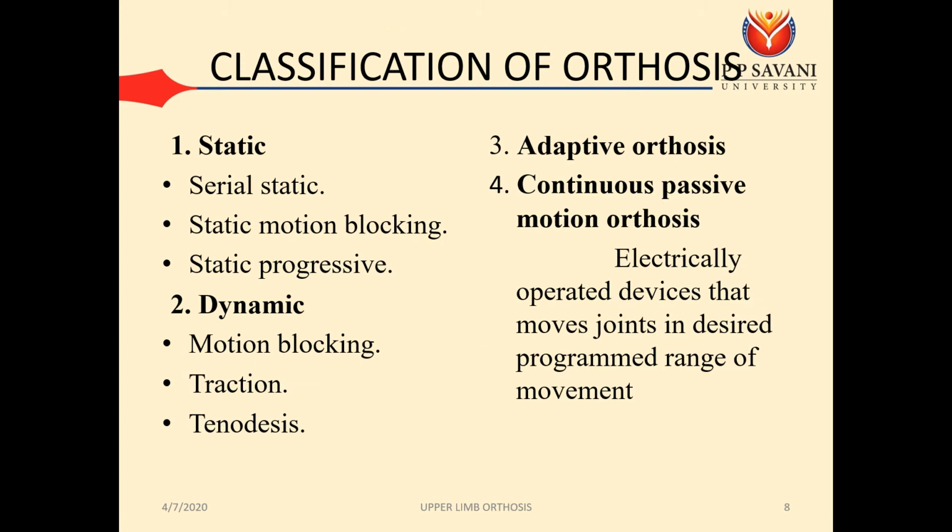Classification, moving forward on classification. So classification will be static, dynamic, adaptive, and continuous passive motion. Continuous passive motion orthosis, you are aware, they are electrically operated devices that move joints in desired programmed range of motion. So it is similar to CPM that you have learned in previous semesters. Static, dynamic, and adaptive orthosis. We are going to see each one of them in a bit detail.